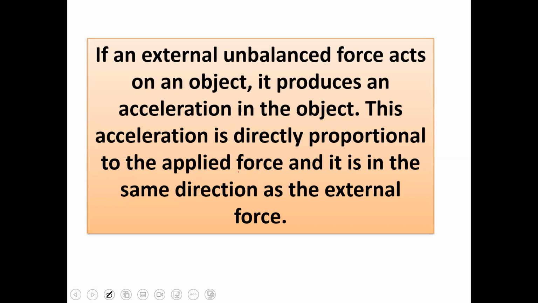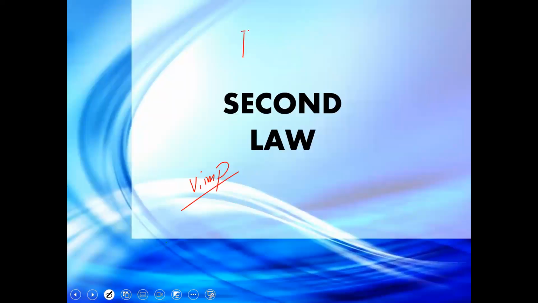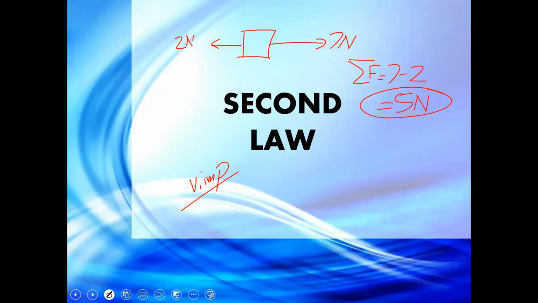Newton had a suggestion that suppose you have an object with 7 Newton on one side and 2 Newton on the other, then the resultant force will be equal to 7 minus 2, which means 5 Newton. So this is a 5 Newton case. Newton had a view that this 5 Newton will create acceleration. And he had a further idea that if this is the resultant force, acceleration will also be in the same direction. I repeat the concept.